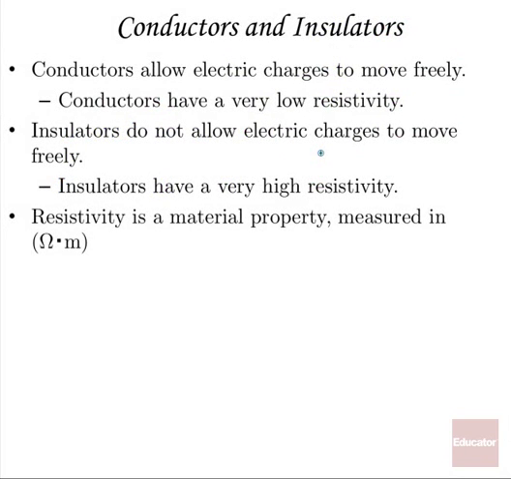All right, as we talk about materials, conductors are materials that allow charges to move freely. They have a very low resistivity. Charges can go through them very, very easily. Insulators, on the other hand, don't allow charges to move freely. They have what's known as a very high resistivity. And resistivity is a material property. If you look up the resistivity of gold, it has a certain value. If you look up the resistivity of glass, it has a specific value. It's a material property measured in ohm meters. And it typically gets the symbol rho, a squirrely little p.